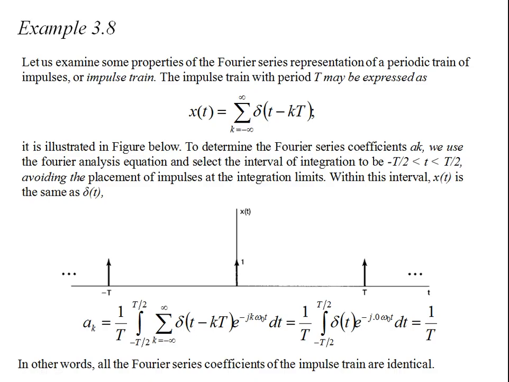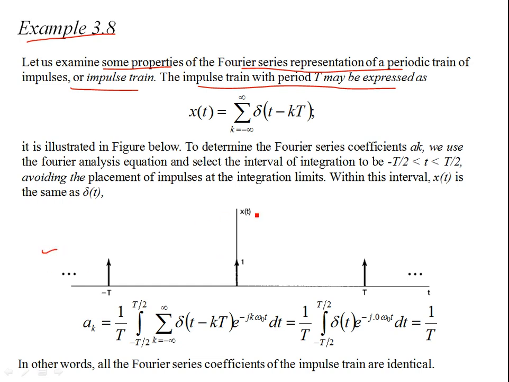Okay, so let's take another example. This is example 3.8 from your course text, and what it says is to examine some properties of the Fourier series representation of a periodic train of impulses, or impulse train. So this impulse train with period T can be expressed as such. Okay, and a visual of this is shown in this figure.